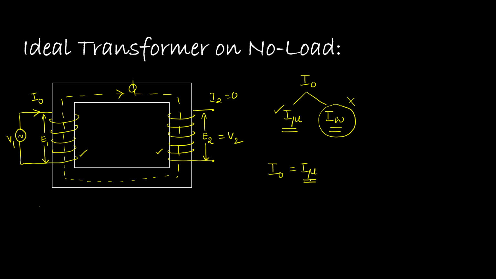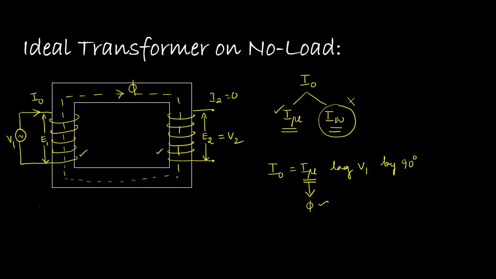Okay, so this magnetizing component of current is very little because you don't have any load on the secondary side. So this component of current I mu is very small in magnitude and it will lag the supply voltage V1 by 90 degrees. Clear? As I said, the windings will behave like inductors, purely inductive in nature, so it will lag by 90 degrees. So this is one point you need to remember.